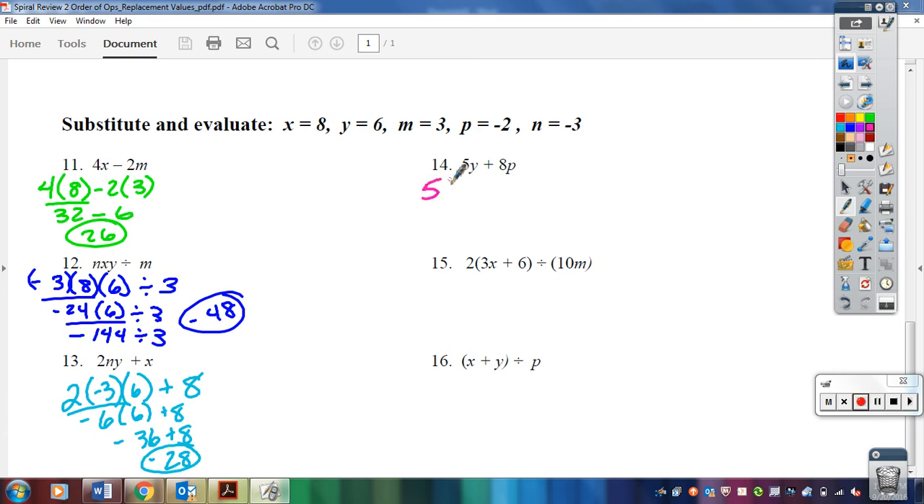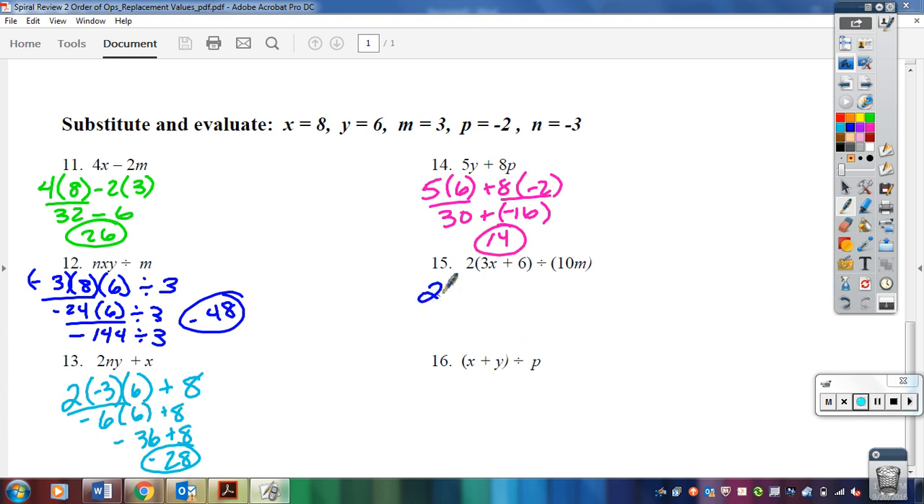Number 14, 5 times y, which is 6, plus 8 times p, which was negative 2. That's 30 plus negative 16. They fight, the positives win by 14. Gotta know how to work with integers.